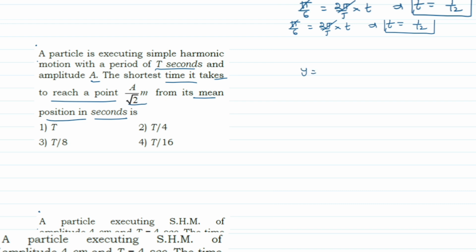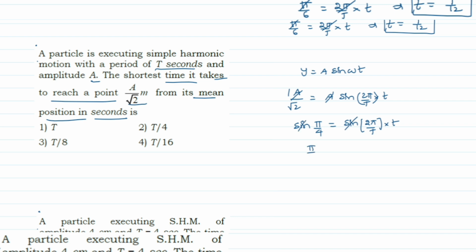The basic equation of SHM is y = A sin ωt. Here y is the displacement, and the displacement A/√2 equals A into sin (2π/T) into t. So this A gets cancelled, and you get 1/√2. 1/√2 in terms of the sine function is sin π/4, which is equivalent to sin (2π/T) into t. So sine cancels.